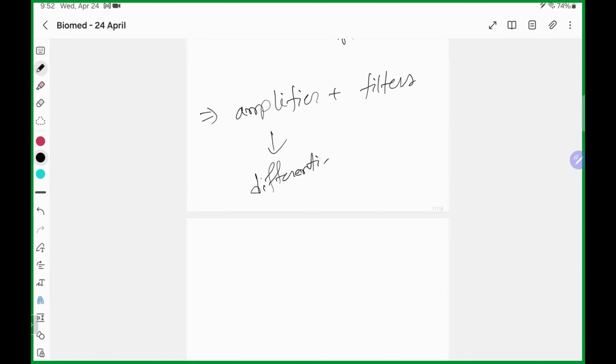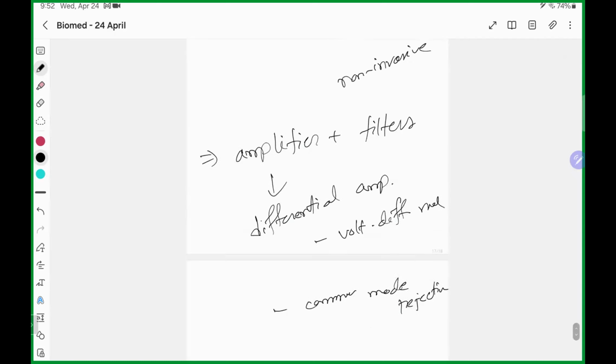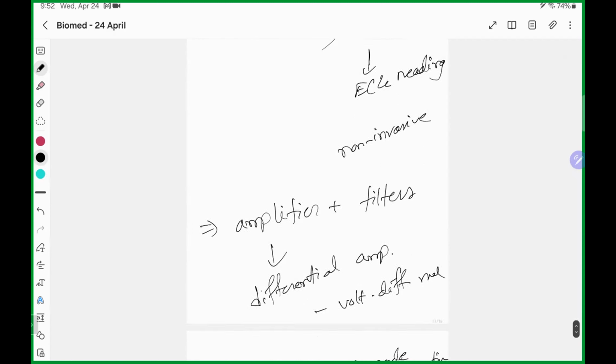As for the amplifier, the signal that we take, we actually use a differential amplifier. That means any voltage difference between 2 points is multiplied. Also, common mode rejection: if anything is common between the two, that will be rejected. So these electrodes are connected to amplifiers. Then we filter some of the noises. Then we get the reading that we see in the ECG machine.